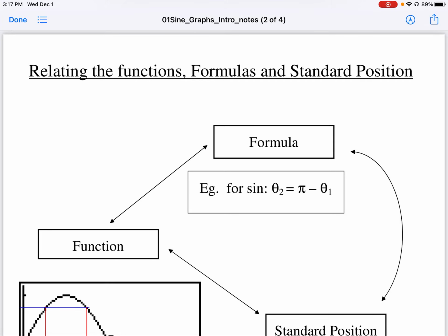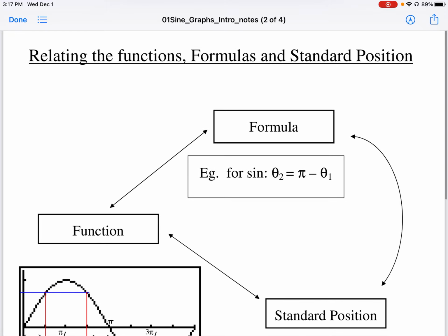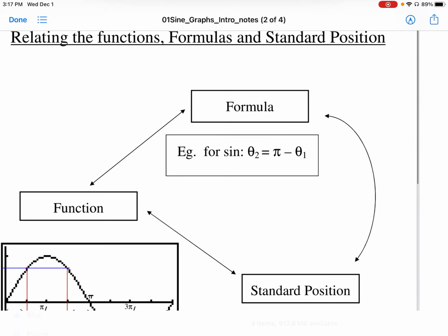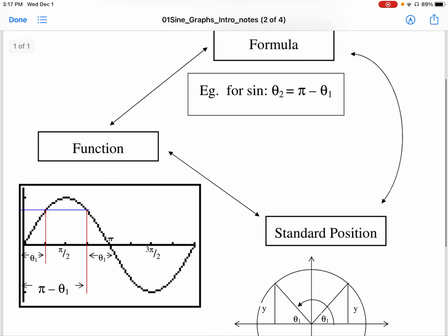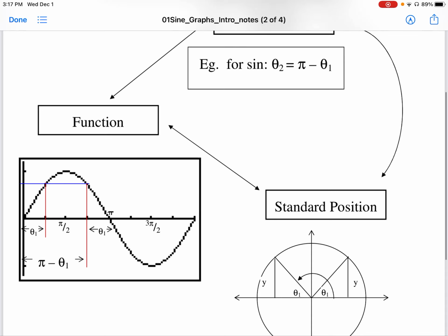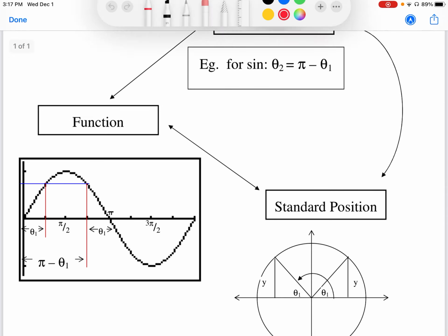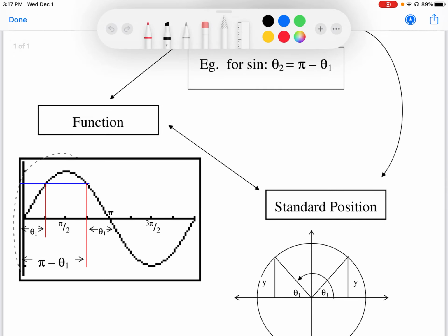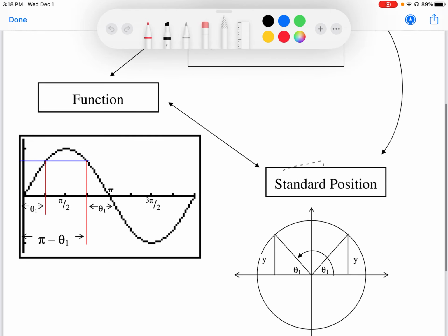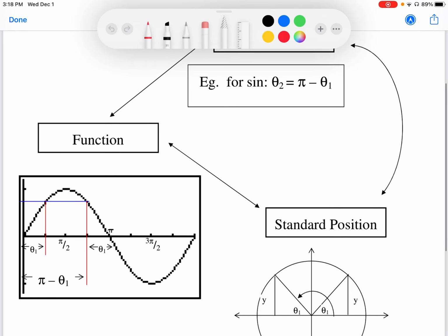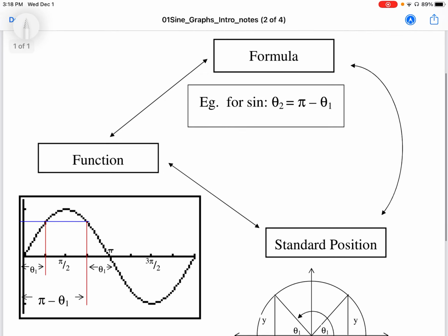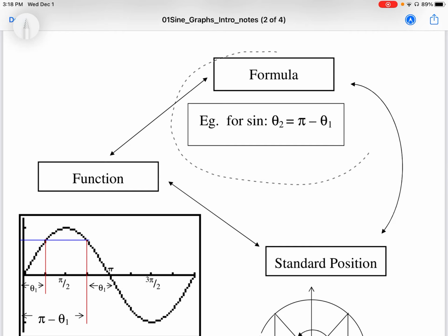In this next unit, we're going to be looking at trig functions. So trig functions are graphs. And what we want to do is connect the graphs. So the graphs over here, this graph, we want to connect that to what we've already done, which is standard positioning. And we also want to connect this to something that we're going to do later on, which is trig identities, or essentially formulas.